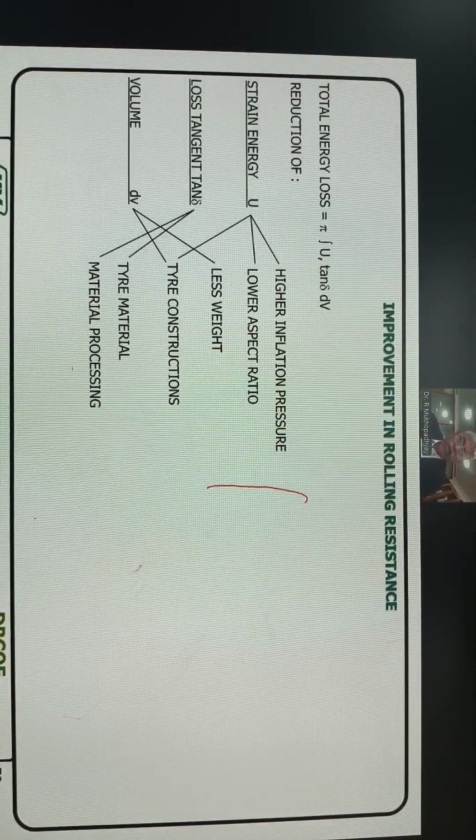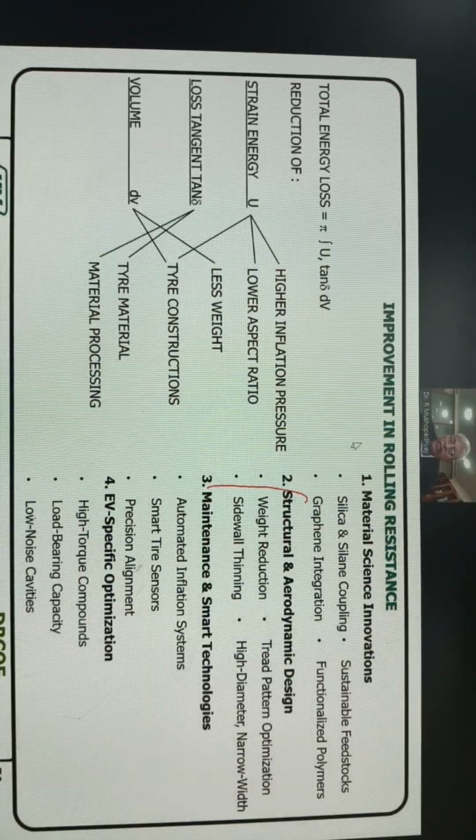Now, see the rolling resistance, a fraction of strain energy loss tangent on the volume. It means in the case of the materials, you have the silica silane, that is a silica silane toughening agent, that is a bio-friendly material, nanomaterial like graphene or carbon nanotube, and the functionalized polymer. But the material is considered a compounder, may select there itself.